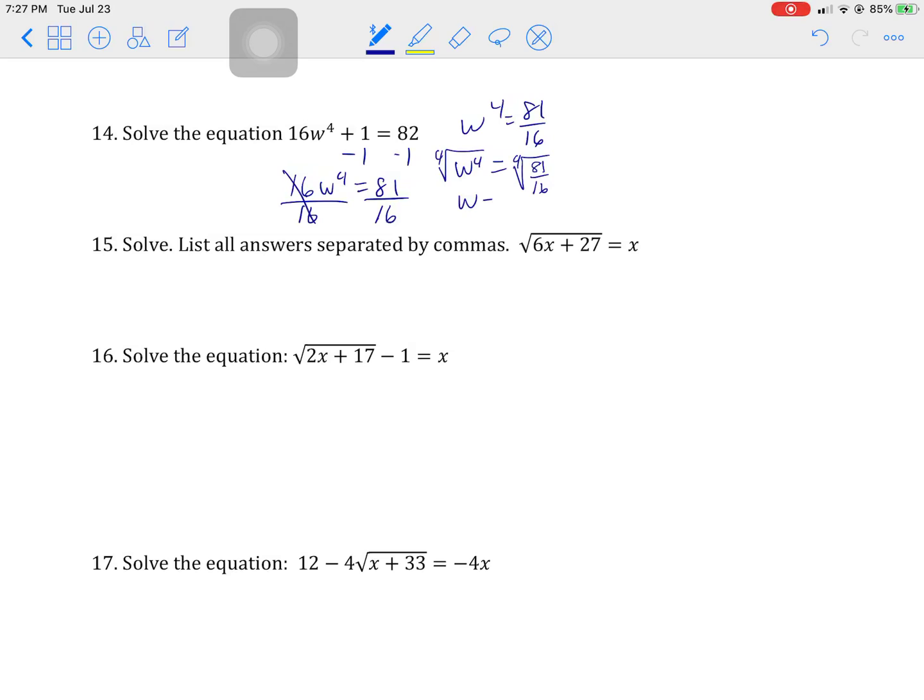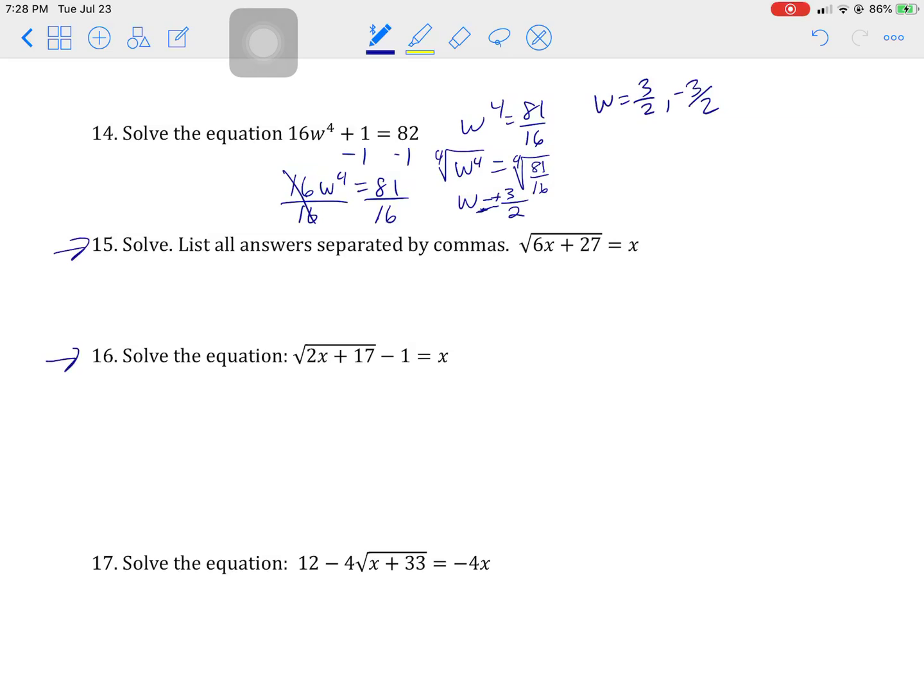So the fourth root of 81 is a 3, and the fourth root of 16 is a 2, and since it's an even root, it's going to be a plus or minus. So W equals 3 over 2 and negative 3 over 2. I'm not checking that, because what are the ones that need to be checked?